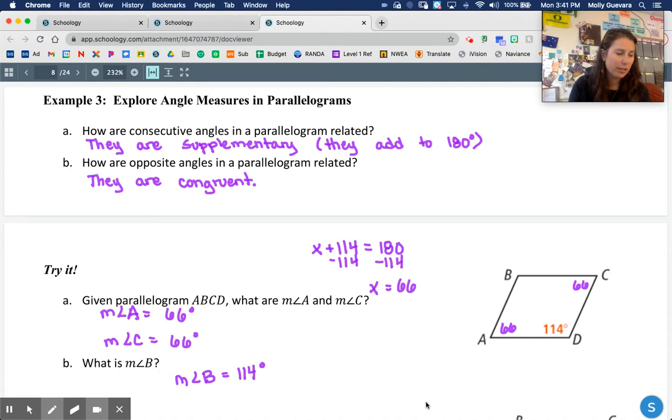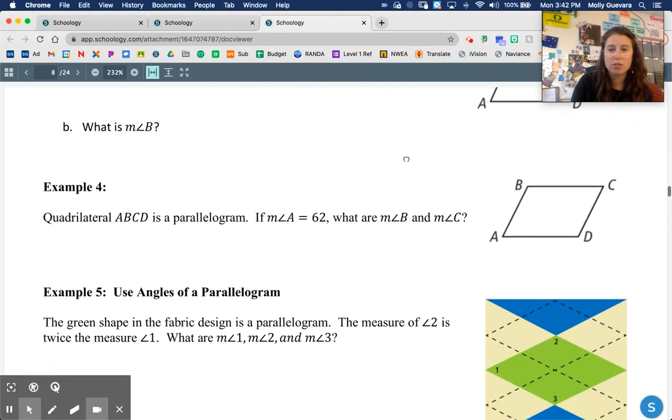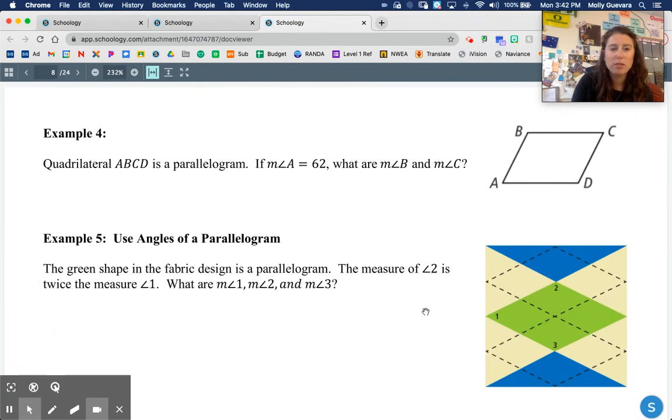So hopefully nothing too crazy there. You guys are going to try one more of this. So I'm going to erase, scroll down. You're going to do example 4 now. It's the same thing. I'm given that ABCD is a parallelogram. If angle A is 62, what is B and what is C? So go ahead and hit pause, and then when you're ready to check your work, hit play.